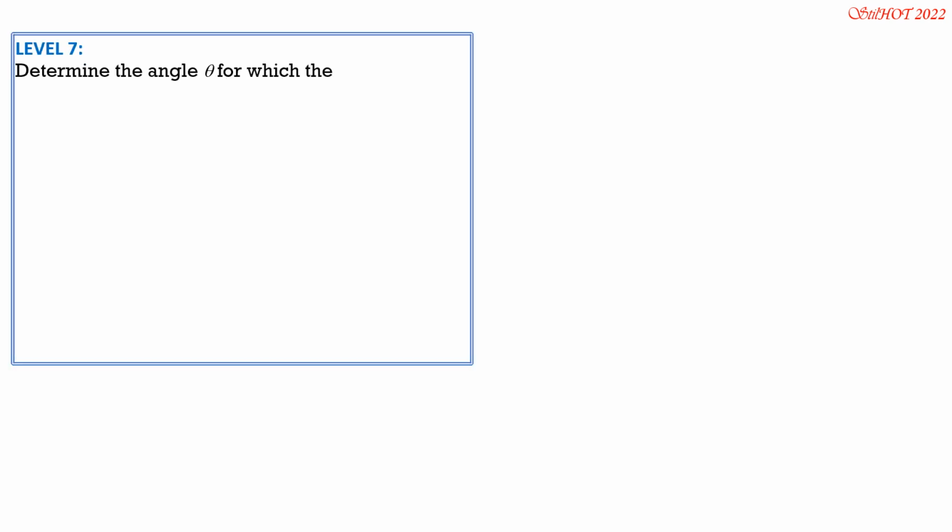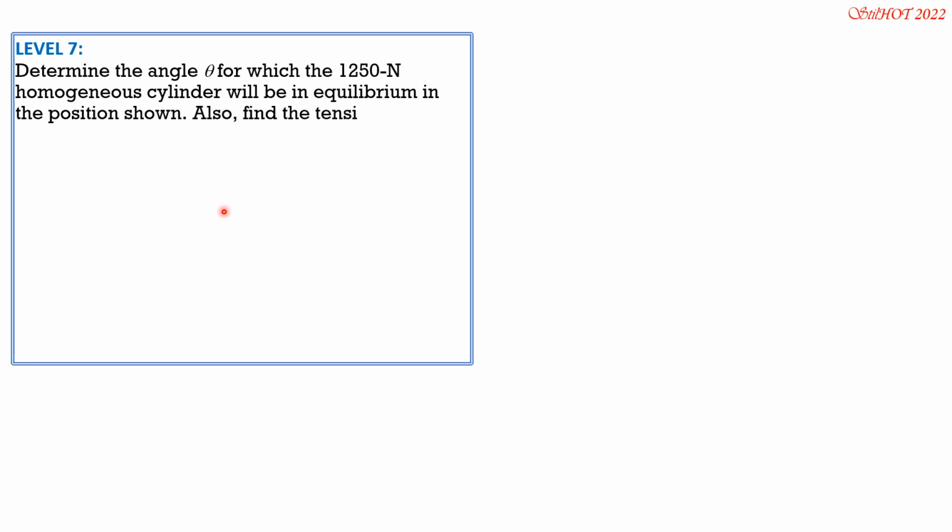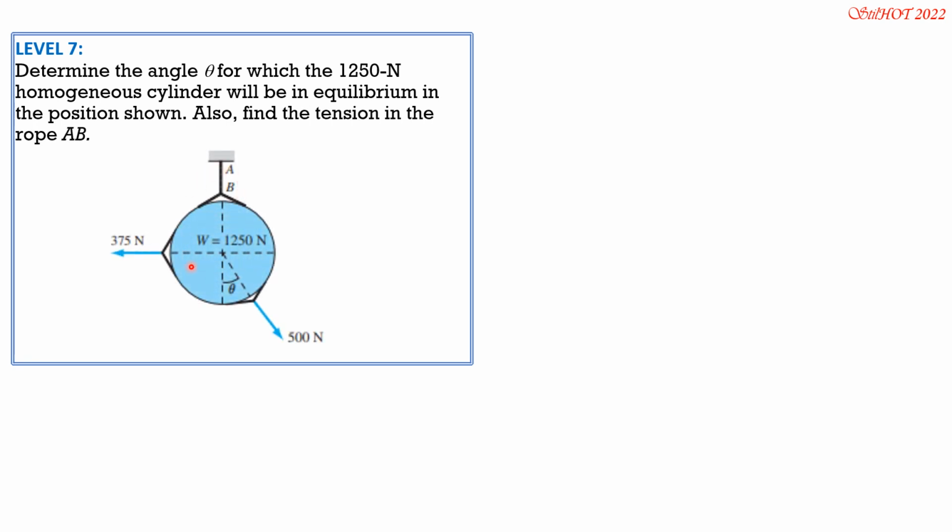Determine the angle theta for which the 1250 newton homogeneous cylinder will be in equilibrium in the position shown. Also find the tension in the rope AB. So here is the given figure. R horizontal is 0, so let's draw the free body diagram first. Let's have the weight 1250 newtons, then the tension in AB, T sub AB.